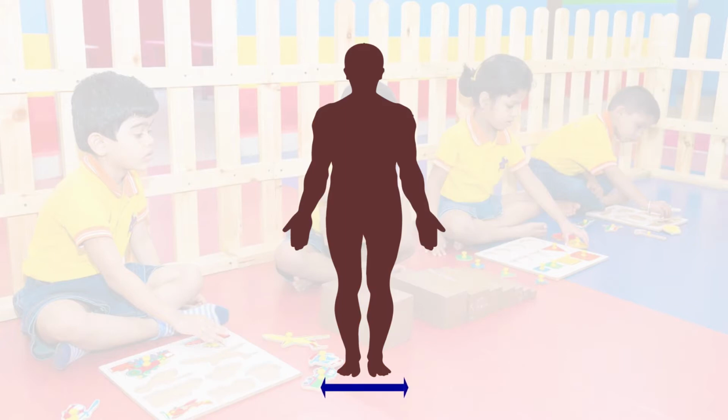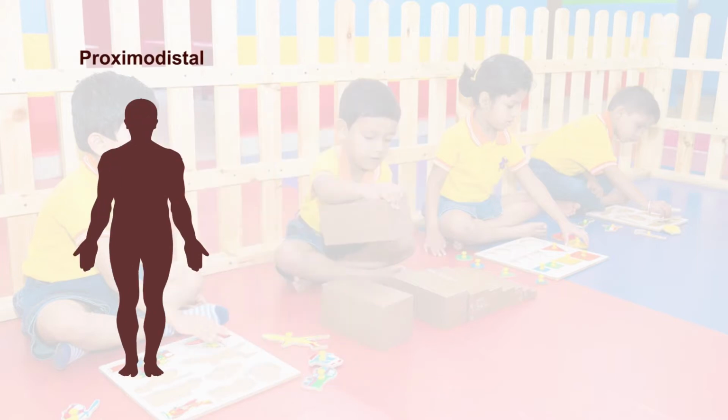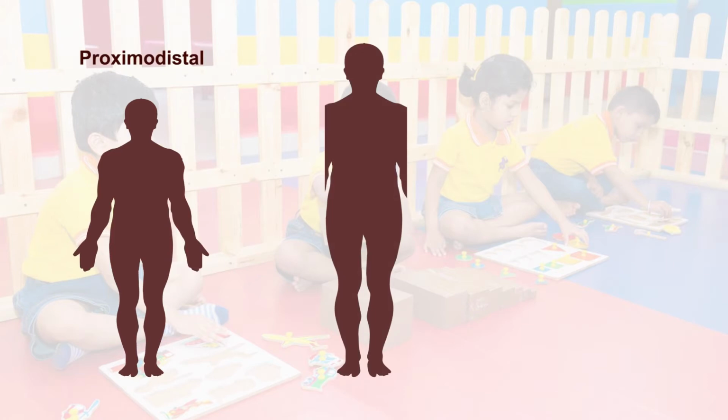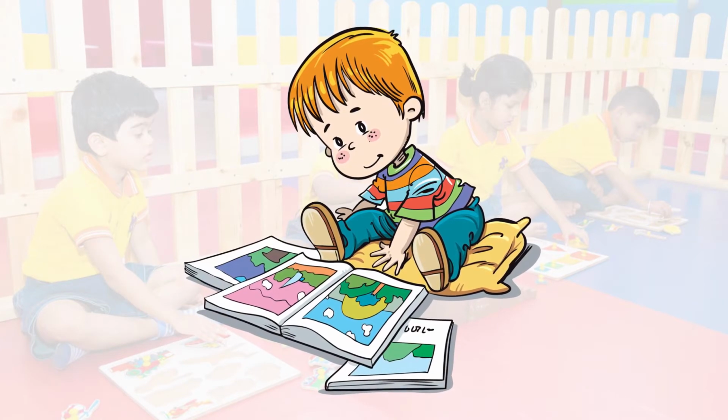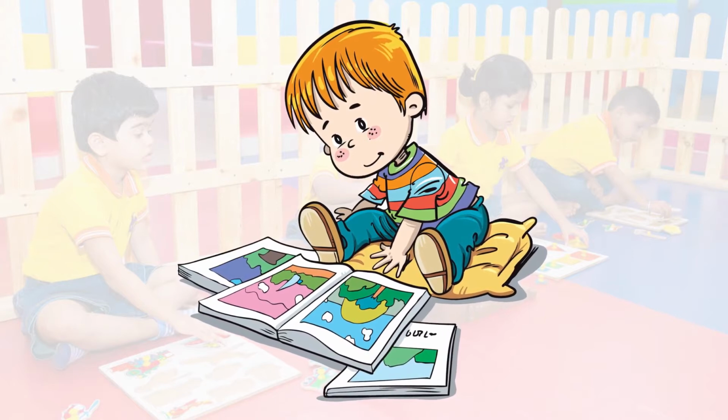Next is near to far. The development proceeding from the center of the body towards the extremities on both the sides is called the proximodistal pattern of growth, wherein the trunk region is relatively well developed and proceeds towards the arm and then hands and then the fingers. For example, babies can use their arms before their hands.